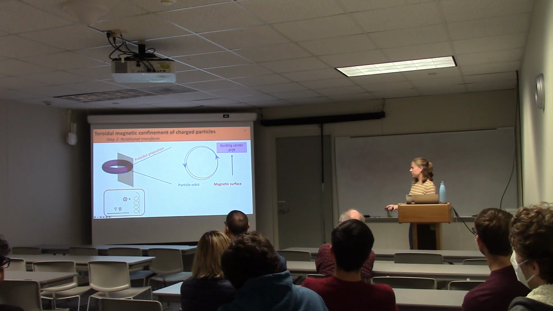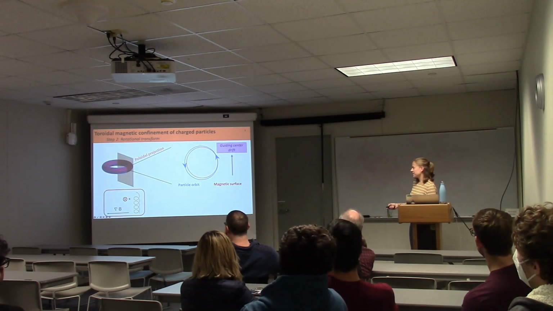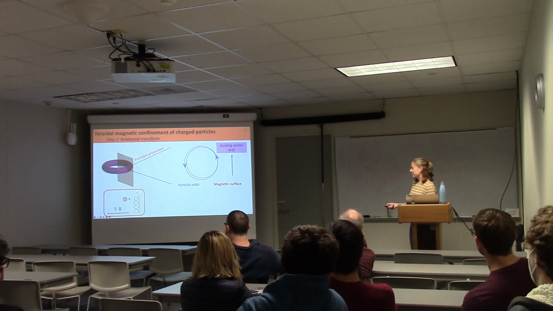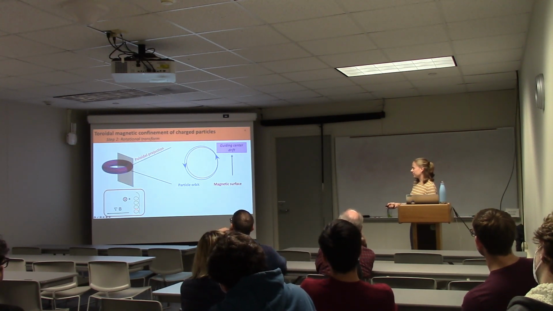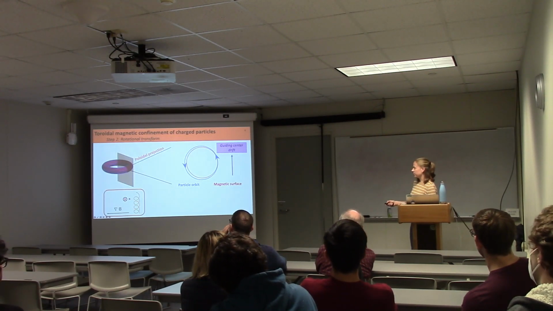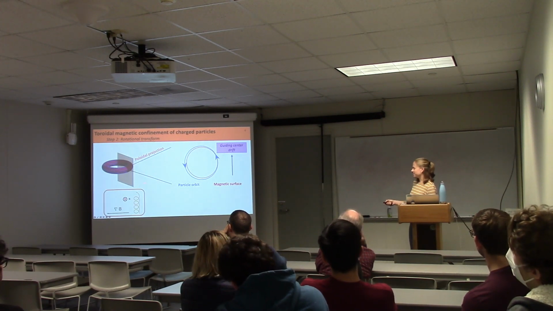And this gives rise to a drift in the B cross grad B direction. Because this helical motion is going to give a gyro radius that is tighter where the field strength is larger, this gives you a drift in the vertical direction.